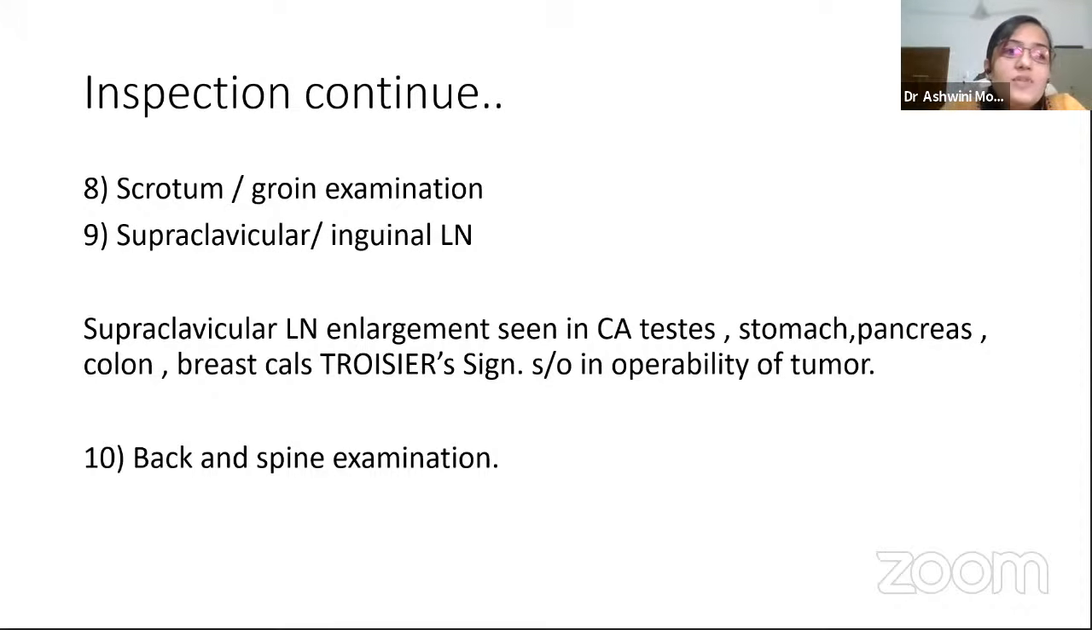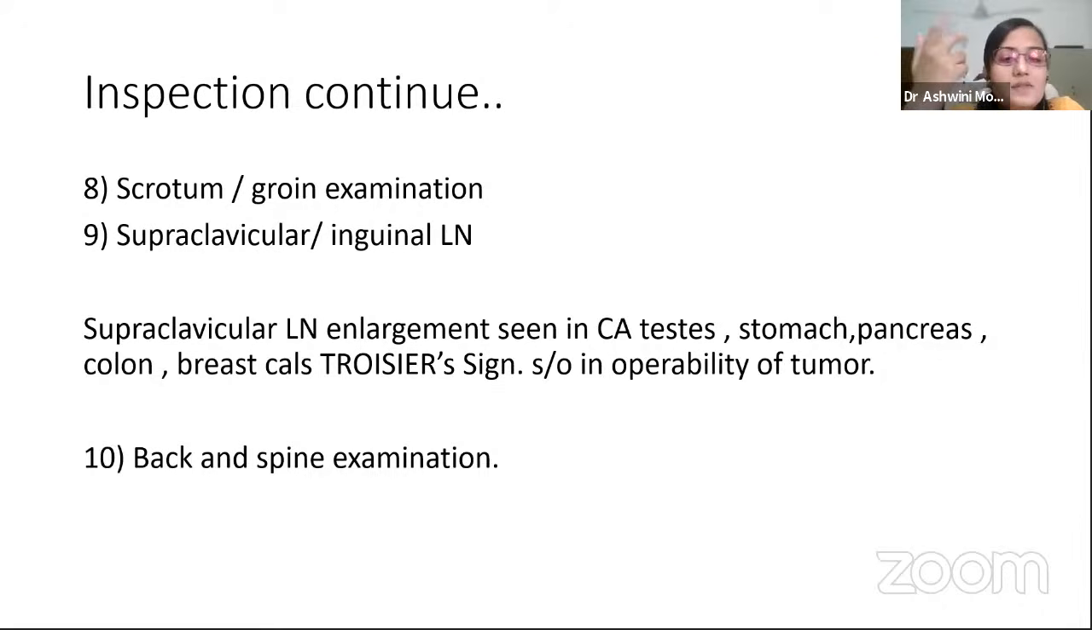And after that, we have to see the supraclavicular and inguinal lymph nodes. As I said, supraclavicular lymph node enlargement seen in the CA testis, stomach, pancreas, and breast cases is called Troisier's sign, suggestive of inoperability of a tumor.